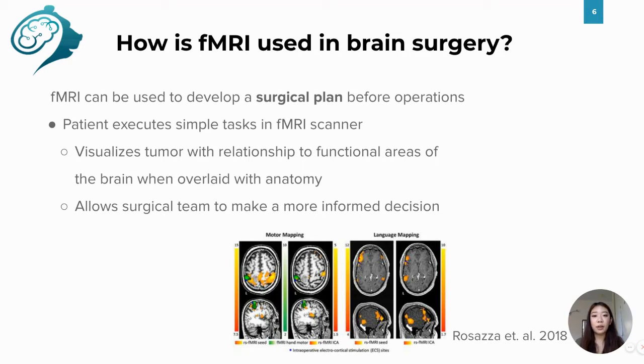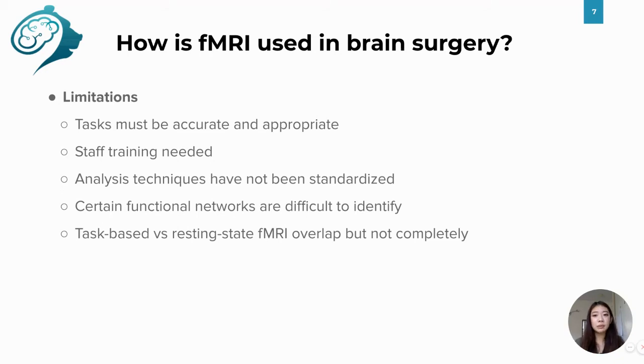And this is really important and relevant because, according to some studies, fMRI was actually thought to be responsible for a low rate of permanent neurologic deficits following surgery. There are some limitations to this, of course. For example, tasks must be performed accurately and have to be selected appropriately for them to be able to visualize the functional networks of a specific brain region that the surgery is being performed on. And trained staff also have to be present to instruct the patient and direct those tasks.